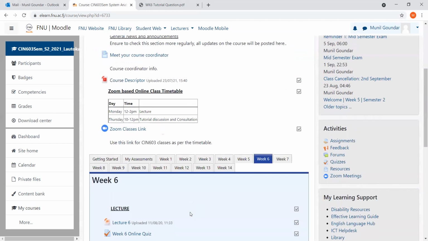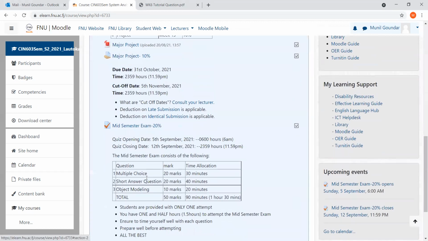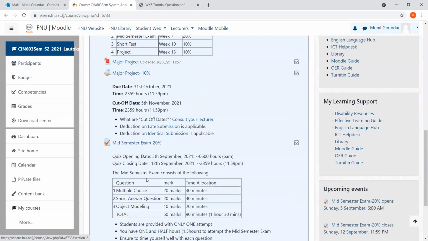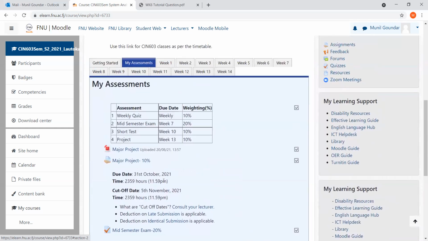Also, at the very same time, I hope that you are keeping yourself up to date with all the coverages so far. Now, just quick reminders, mid-semester exam is next week. And this is your layout. Please do go and have a look and ensure to prepare yourselves very, very well.